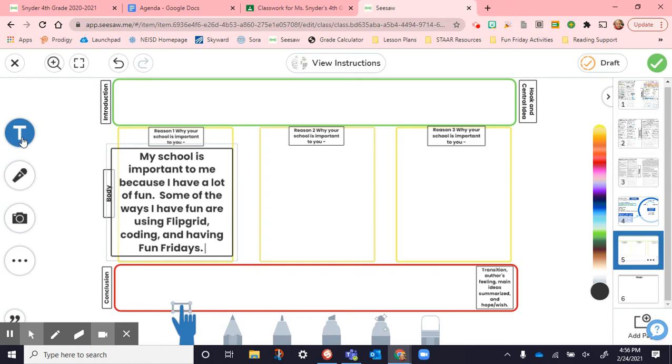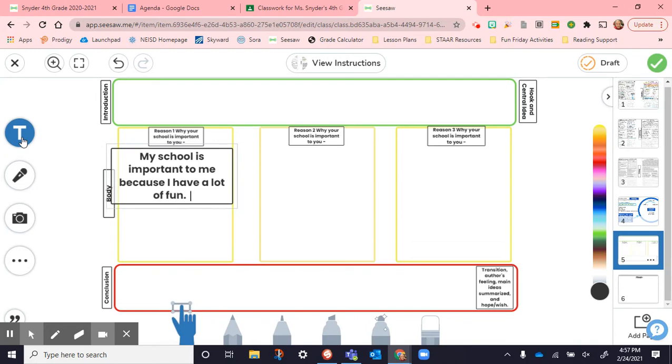All right, so this is what we're doing. We're creating lists. We're saying, oh, we do this, we do this, we do this. Well, it doesn't really give the reader much information. The reader may not know what Flipgrid is, or they may not know about coding or what you mean by Fun Friday. So instead of creating lists, what I would like you to do is say what your reason is, and then pick just one and explain. So my school is important to me because I have a lot of fun.